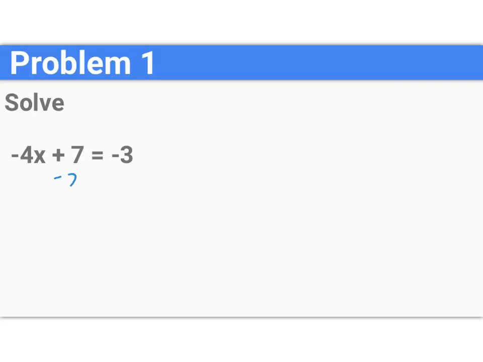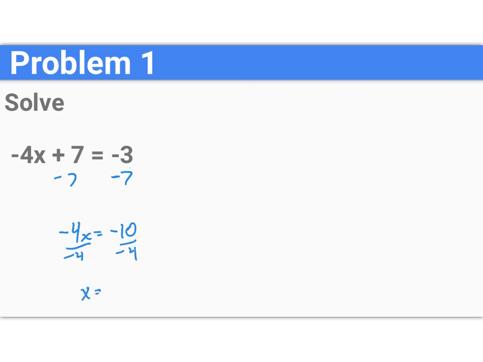Okay, subtract 7 from both sides. We have negative 10. Now, let's do this one step at a time. I'm sorry, I'm rushing. We subtract 7 from both sides. We rewrite everything. Remember, same signs add, different signs subtract. Divided by negative 4, divided by negative 4.